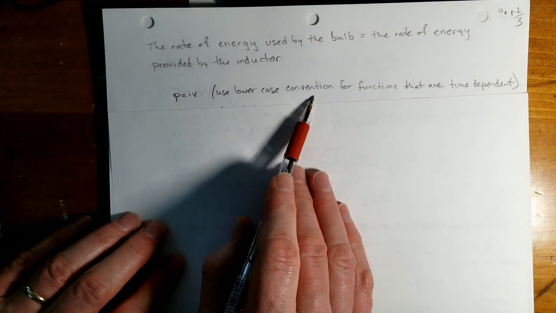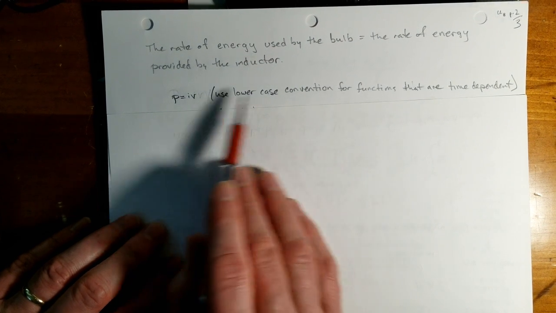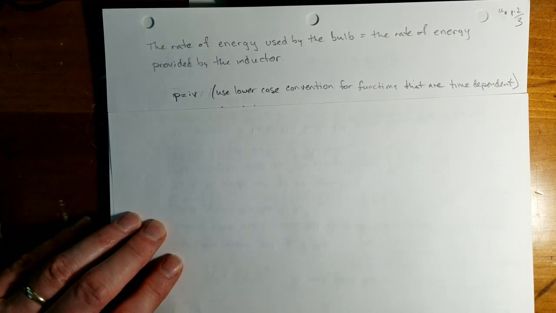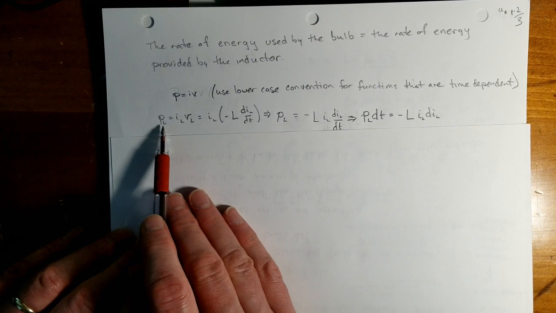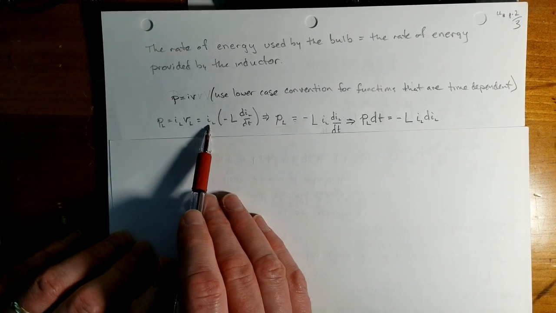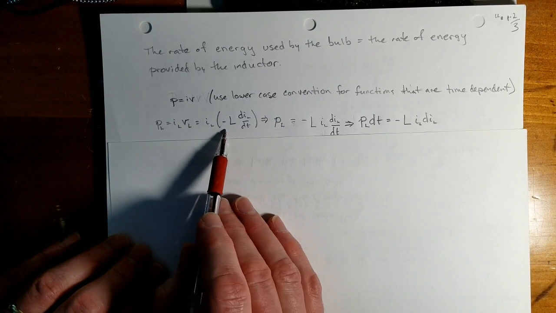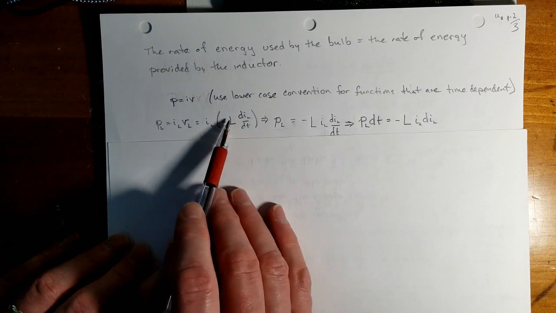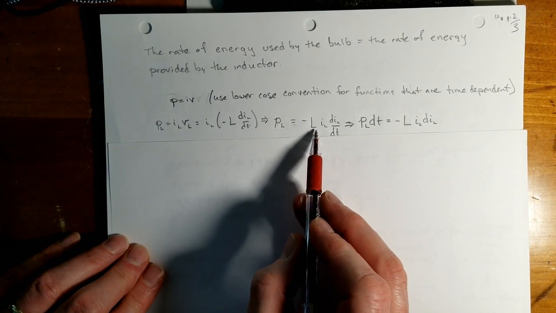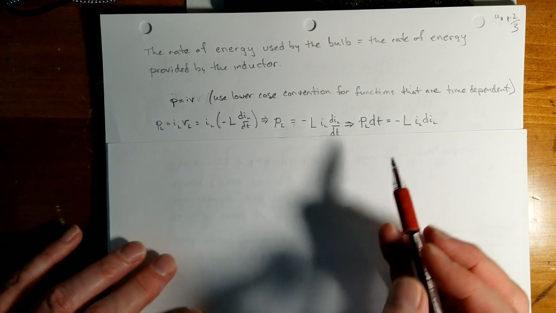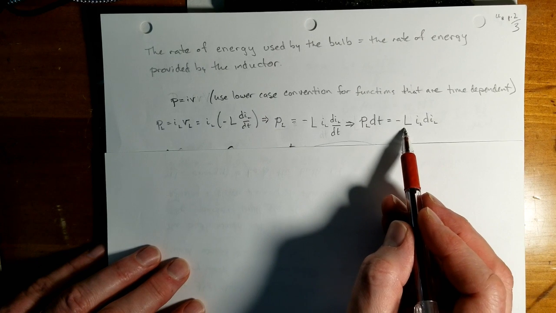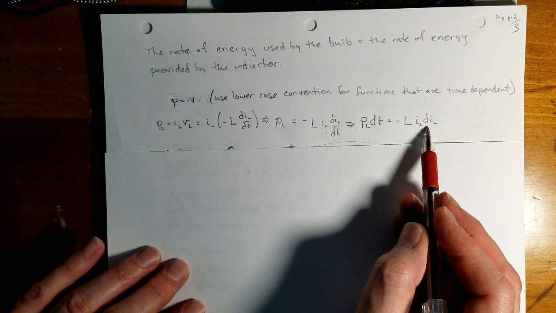Now, using the lowercase convention for the time-dependent power, voltage and currents, we'd still have the relationship that power is current times voltage. And if I look specifically at the inductor, the power of the inductor is the current of the inductor times the voltage across the inductor. I know that the voltage across the inductor is equal to negative L di/dt, where L is the inductance. And just rearranging this a little bit, we end up with the power from the inductor, dt, is equal to negative L I sub L times di sub L.